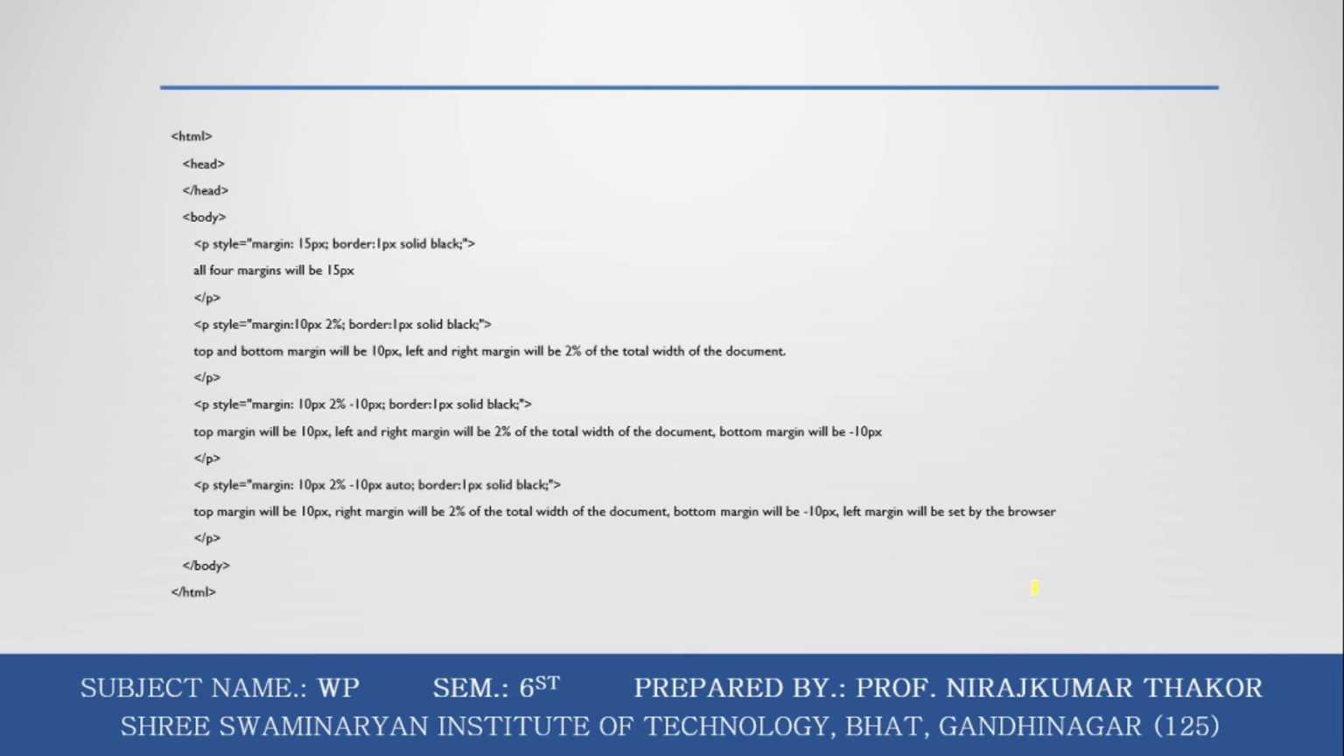Okay, this is how to set margin properties. The first one is margin 15 pixels: all four margins will be 15 pixels. Now margin 10 pixels and 2%: top and bottom margin will be 10 pixels and left and right margin will be 2%. Margin 10 pixels, 2% and -10 pixels: the top margin will be 10 pixels, left and right margin will be 2% of the total width of the document, and the bottom margin will be -10 pixels.